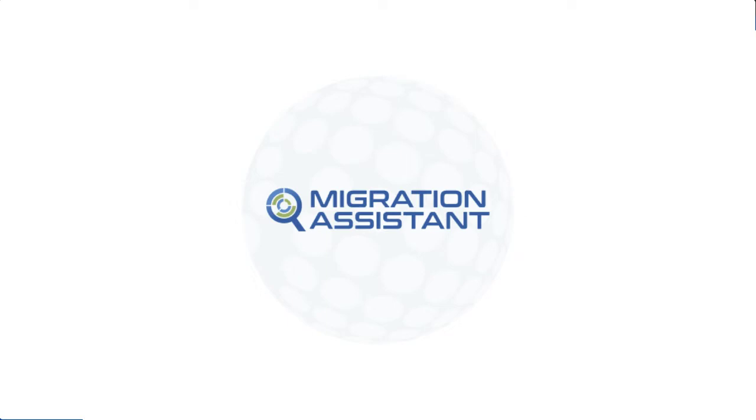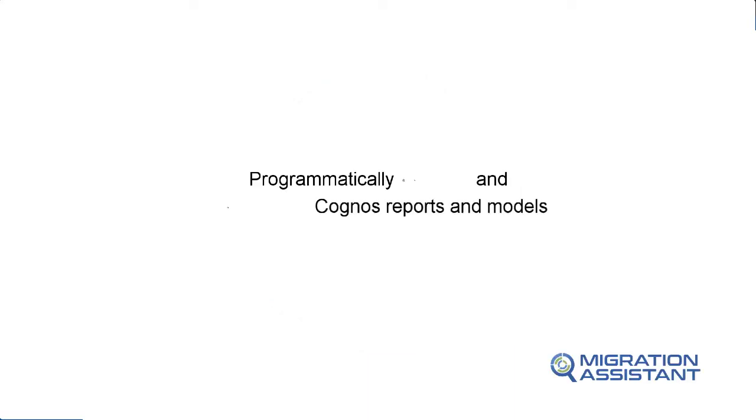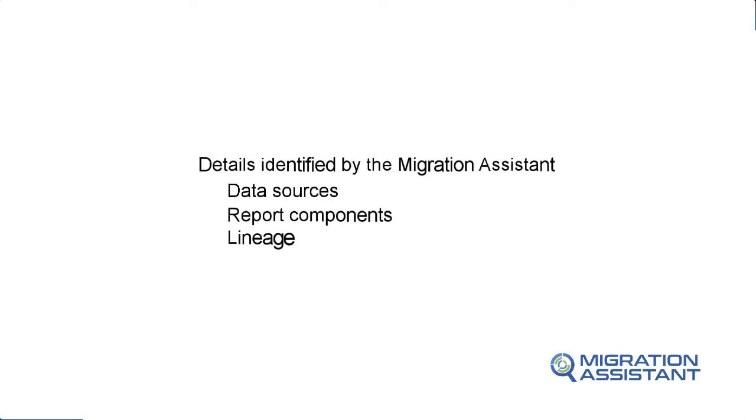The Senturus Migration Assistant for Cognos is your secret weapon for unwinding the troves of data in vast, complex Cognos environments. It programmatically decodes and inventories multi-layered Cognos reports and metadata to identify details, including data sources, report components, lineage, relationships, and usage, among other things, helping to efficiently prioritize content for migration and streamline execution.